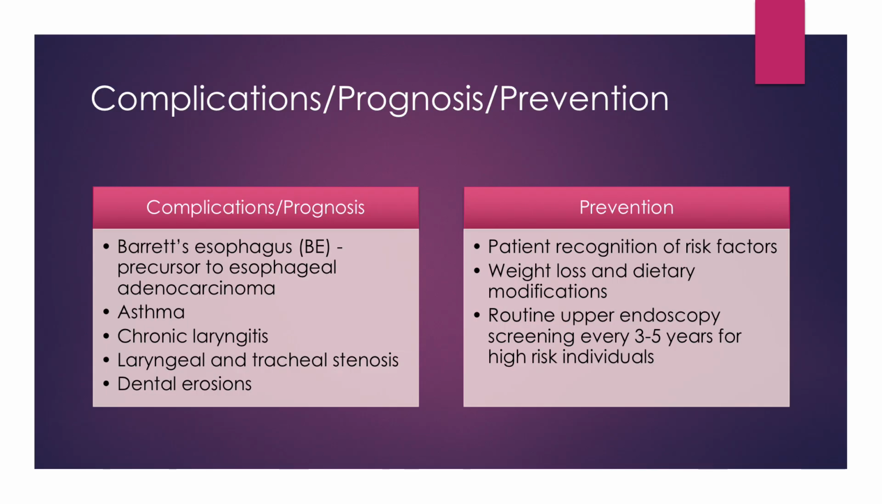Barrett's esophagus is the most serious complication of uncontrolled GERD, where the normal stratified squamous epithelial lining of the esophagus changes to metaplastic columnar epithelium. This condition is a precursor to esophageal adenocarcinoma, and there is a 7% risk of development and high mortality rate. Other complications include asthma, chronic laryngitis, laryngeal and tracheal stenosis, and dental erosions.